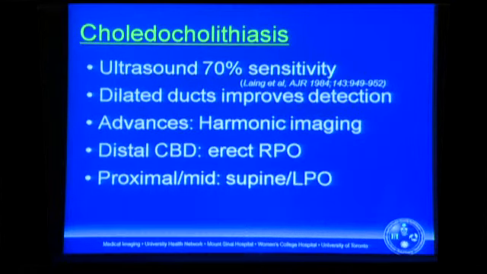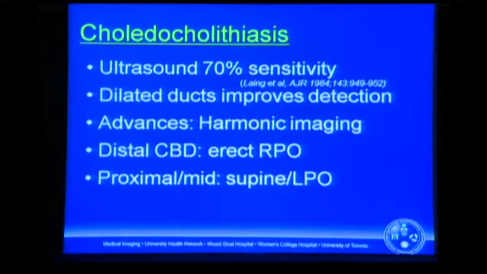So what about choledocholithiasis? Well, depending on the lab, the sensitivity is somewhere upwards now probably of 70%. Some labs probably do a little better. You'll find more CBD stones if the ducts are dilated. There were some advances with the development of harmonic imaging about 10 or 12 years ago, but really it takes time, and you have to see the entire CBD.